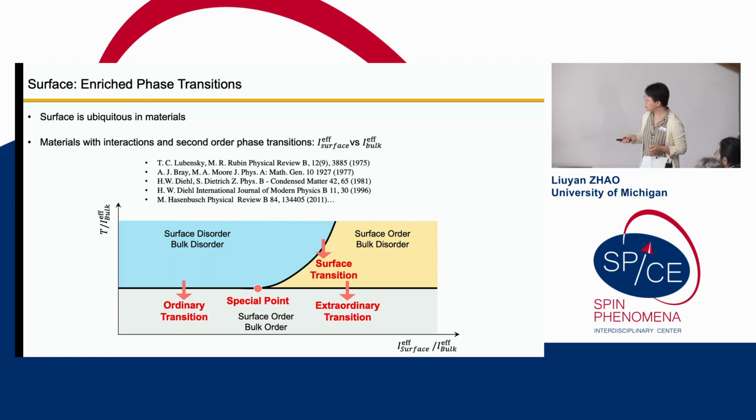But when we look into the regime where the surface has a stronger interaction than the bulk, it will happen that the surface orders at a higher temperature than the bulk orders. For the bulk onset, it's called the extraordinary phase transition, while for the surface, it's called the surface transition. Those are the terminologies in the theoretical literature. We can see the boundary of the surface phase transition and the extraordinary phase transition merge at this point, which they call the special point. So then there is a particular temperature regime here where the surface orders, but the bulk does not order.